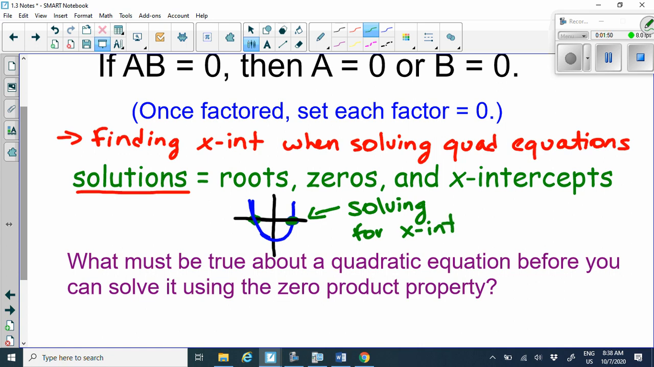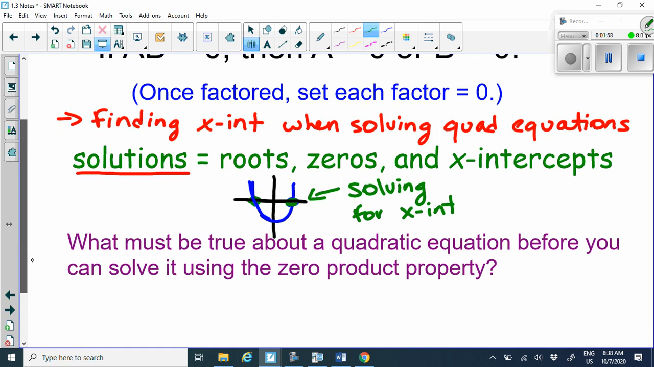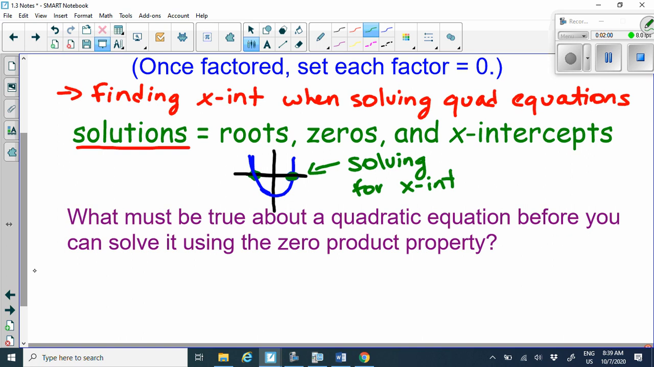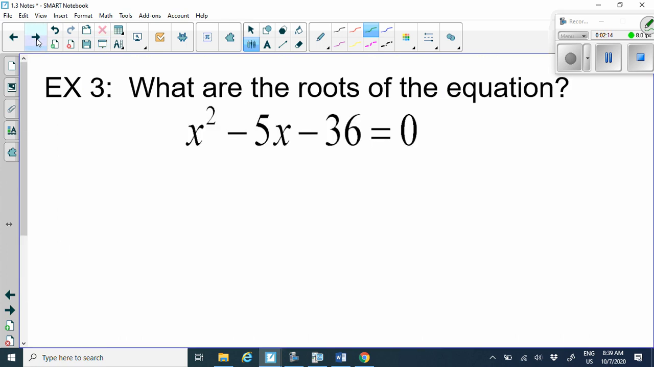Okay. So now it says, what must be true about a quadratic equation before you can solve it using the zero product property? Well, it has to be set equal to 0. So whenever we are solving by factoring, we need to make sure that the quadratic equation is set equal to 0, then we can solve. Okay, let's go ahead and try a couple examples here.